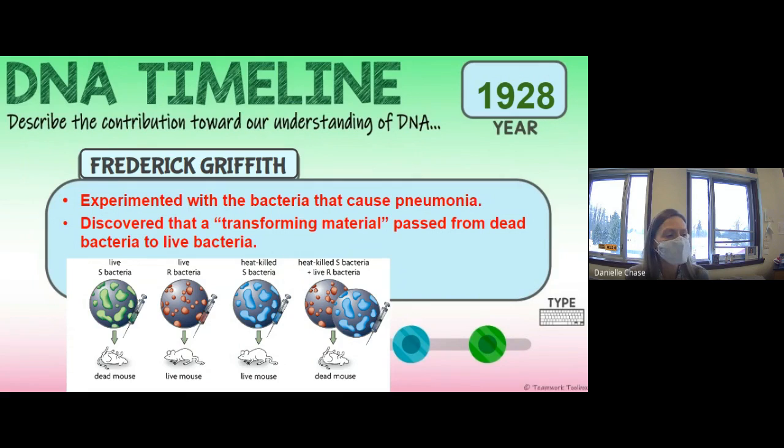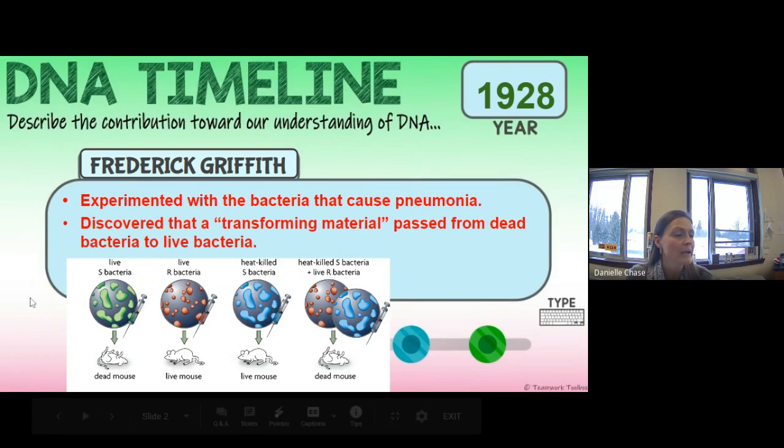So Frederick Griffith was experimenting with the bacteria that cause pneumonia. Pneumonia is a lung disease, and he discovered something. He called it a transforming principle because at the time he didn't know that it was DNA, but he knew that this stuff could be passed from these dead bacteria to live bacteria. In a moment, I'm going to show you a video clip to explain his experiment in more detail. And this picture is a really quick summary of his experiment.